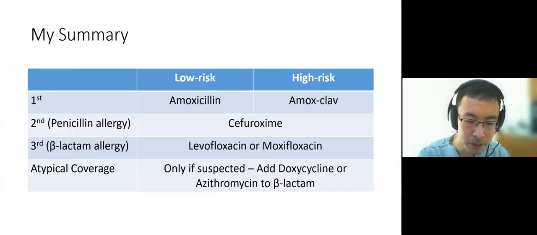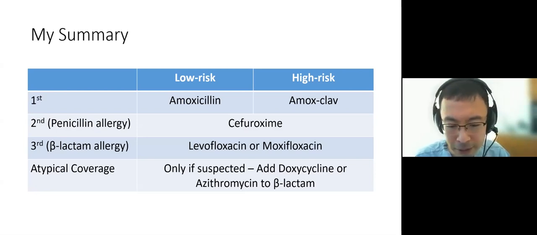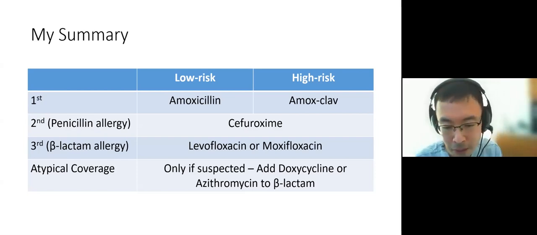So this is my own personal summary for outpatient CAP treatment. Most of it agrees with the previous guidelines. First line is amoxicillin for low risk patients. I think there's universal agreement for that. I use amoxiclav for high-risk patients because they are more likely to have worse outcomes if the initial treatment is suboptimal. And for penicillin allergic patients, cefuroxime would be a good choice. There's no cross-reactivity. And if for some reason you can't use a beta-lactam, then a respiratory quinolone like levofloxacin or moxifloxacin is reasonable. I would only add atypical coverage if there is some suspicion for atypical bacteria.